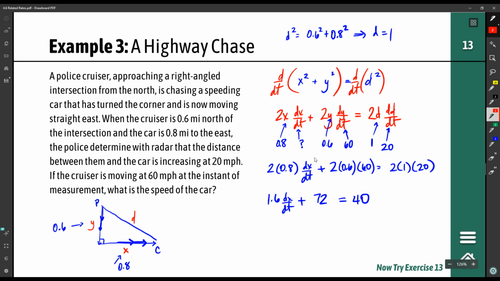This shouldn't be 60 miles per hour. That should be negative 60 miles per hour. Take a look. Variable y is getting smaller. It's decreasing. That's why this looked a little bit strange. So this is not plus 72, it's minus 72. Now if we finish off that algebra, we should end up with dx/dt is 70. That's the rate of change in the car, and that's going to be in miles per hour.